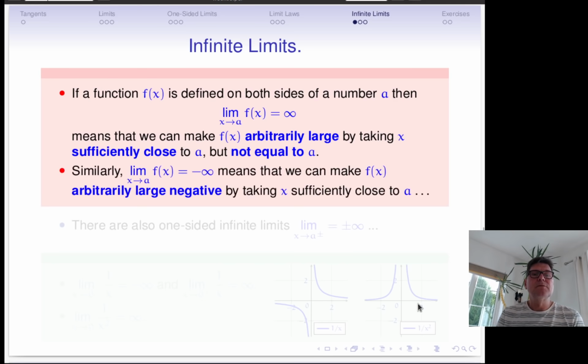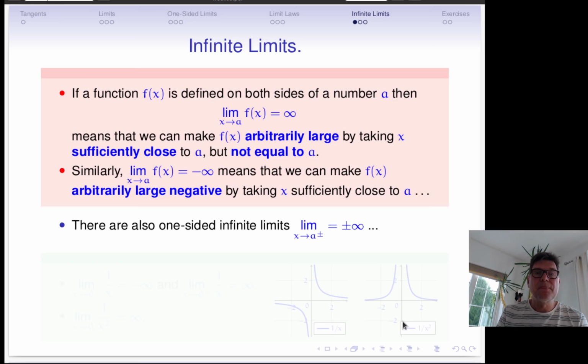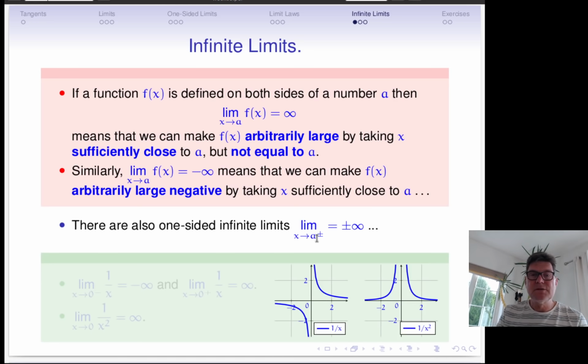Similarly, we write the limit as x goes to a of f of x is minus infinity if we can make f of x arbitrarily large negative by taking x sufficiently close to a. There are also one-sided infinite limits, which use the one-sided notation with a superscript plus or minus at the point a being approached. I'd like to illustrate this with an example or two.